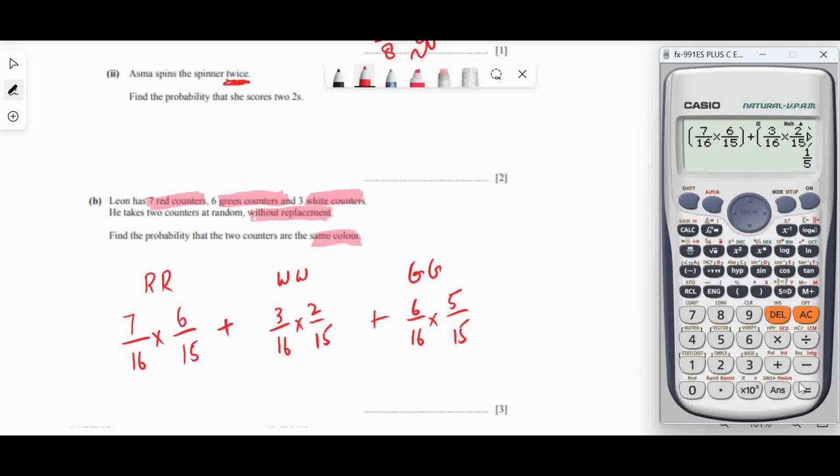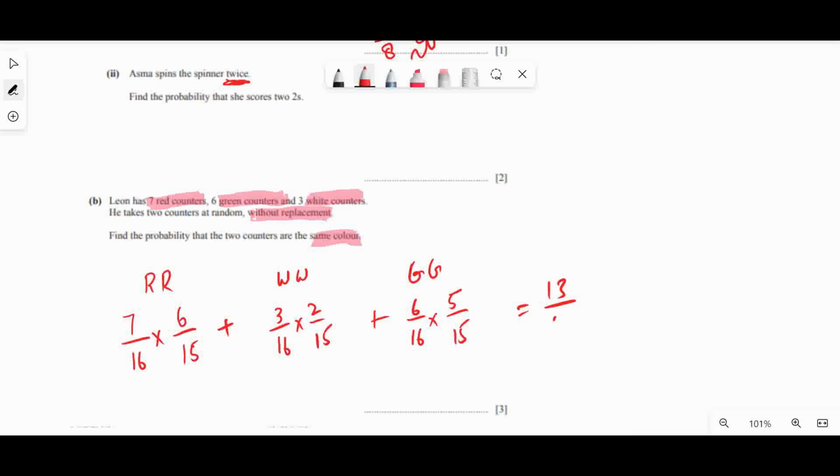Then plus again, use the brackets. So the last one, 6 by 16 multiplied by 5 by 15. Now you can see that there is a calculation mistake over here, that this must be multiplied over here, and then brackets close. Be very careful about putting the values over here. So this will be equal to 13 by 40. So this will be the final answer.